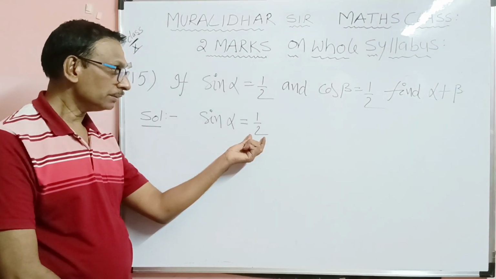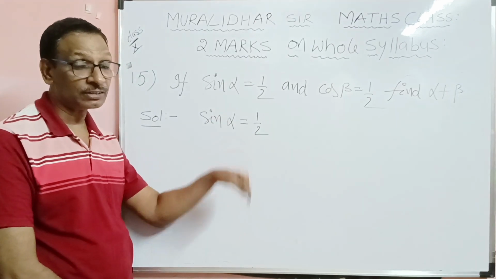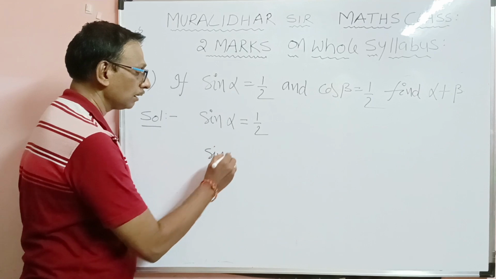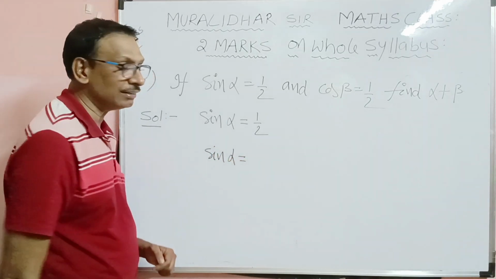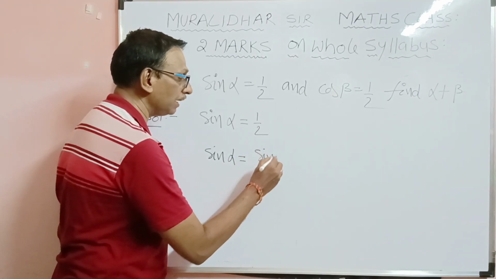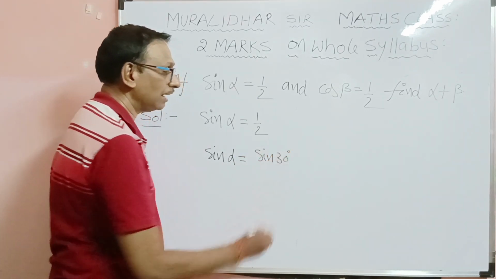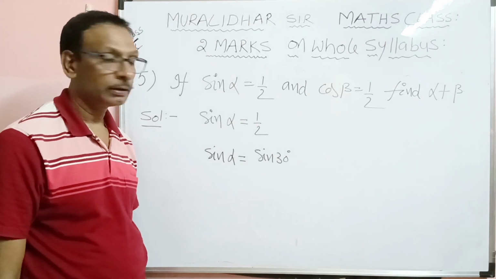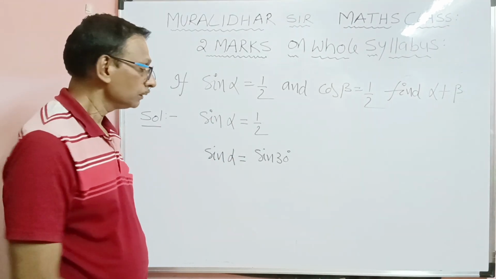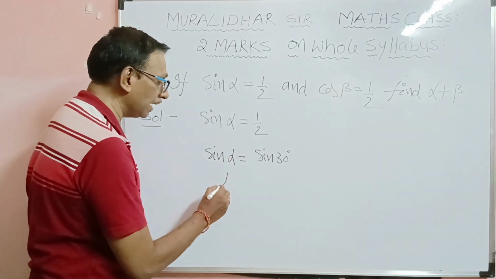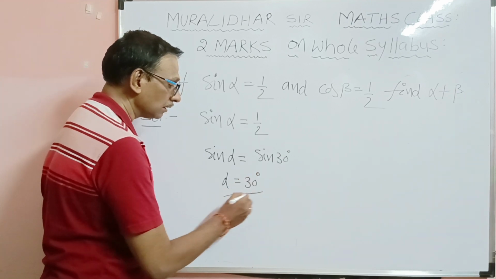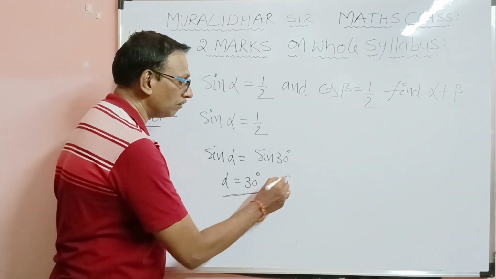So this value you write in terms of sin, which means sin alpha is equal to, you write this as sin 30 degrees, because sin 30 degrees is equal to 1 by 2. Removing sin on both sides, the alpha value is 30 degrees. It is equation number 1.